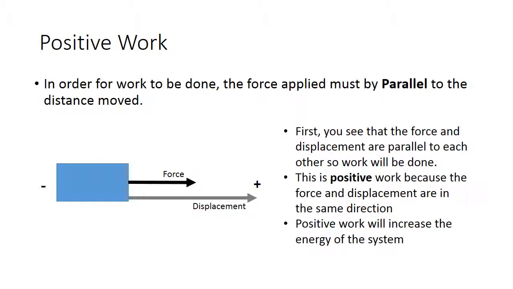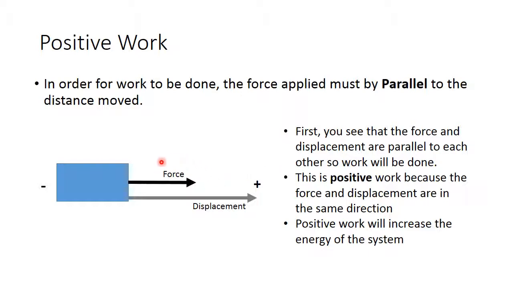Let's talk a little bit more about work being positive and negative. So let's first look at positive work. Just like the equation said before, in order for work to be done, the force applied must be parallel to the distance moved. So first we see that the force vector and the displacement vector are parallel to each other. Here we have the force vector, and here is the displacement vector, and they're both parallel to each other. This is positive work because the force and displacement are in the same direction.